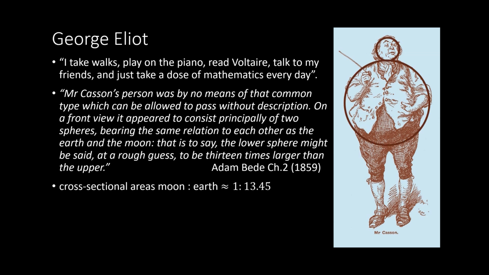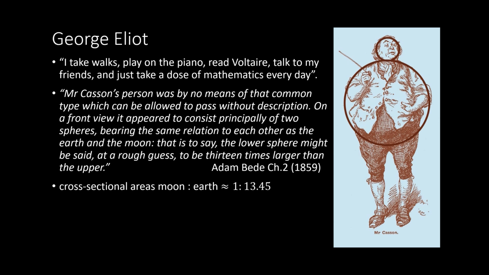The cross-sectional area of the moon to the earth is about 1 to 13.45. And you can see I've just superimposed those there. That's a really pretty good approximation there to Mr. Casson and the Earth and the Moon. What's interesting is you have to know these things quite accurately to get that 1 to 13. Because if you approximate less than about 3 significant figures for the values of the radiuses of the Earth and the Moon, you get 1 to 14.